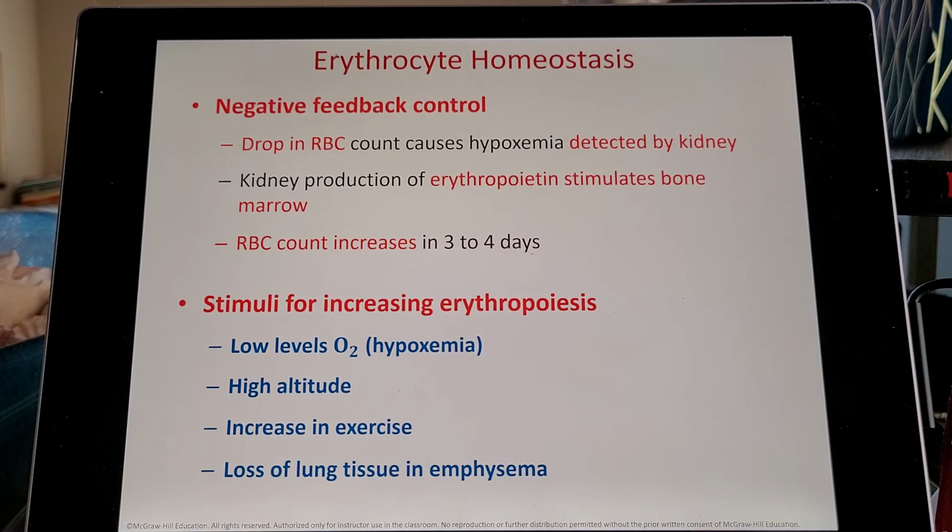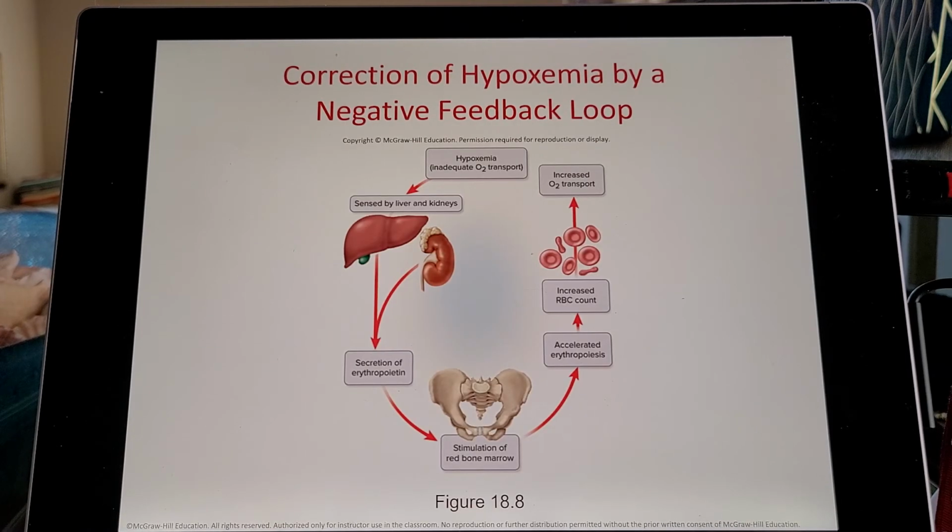Hopefully their body's able to respond and create more red blood cells to at least help to carry more oxygen, so possibly help them out with their breathing. Okay, let's move on. So there's your little negative feedback loop.